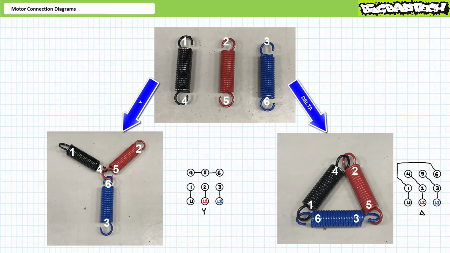A motor connection diagram illustrating a 6-lead motor set up as delta might look something like this: L1 to 1 and 6, L2 to 2 and 4, and L3 to 3 and 5. This is to suggest that a 6-lead motor is slightly more flexible than a 3-lead Y or a 3-lead delta, because it can act as a Y or a delta depending upon the manner in which it is connected.